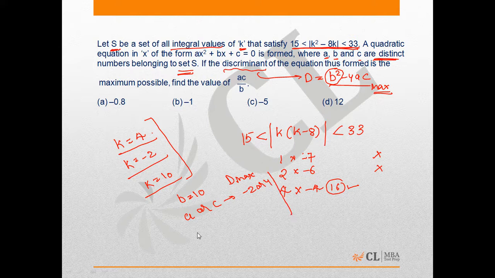Now I need to calculate the value of a into c upon b. It is minus 8 upon b, which is 10. So obviously my answer is minus 0.8. So this can be done in less than 2 minutes. It should be done in round 1.